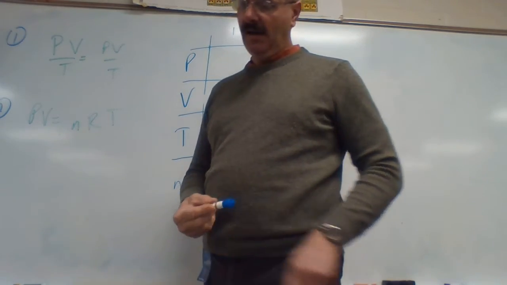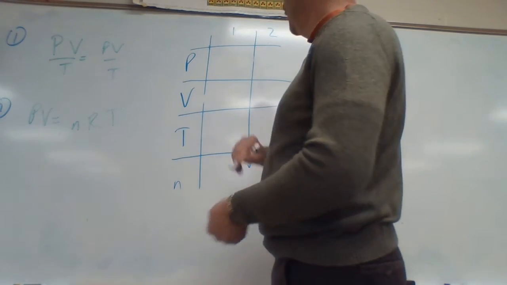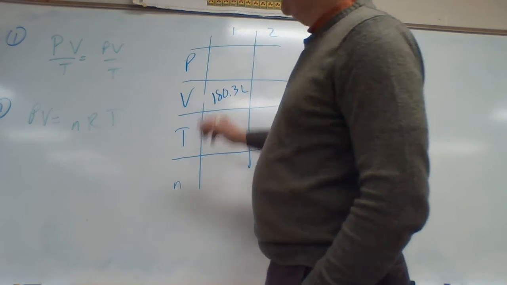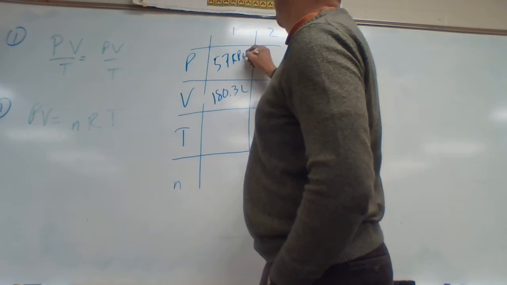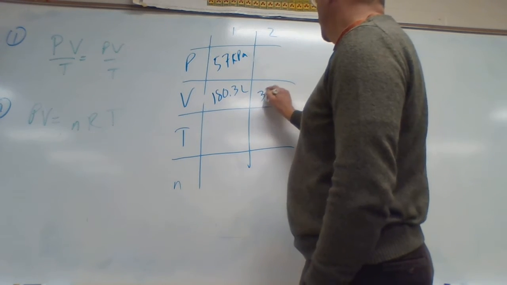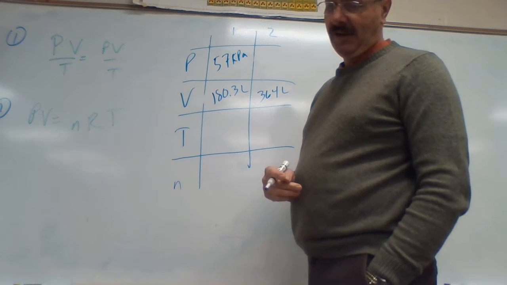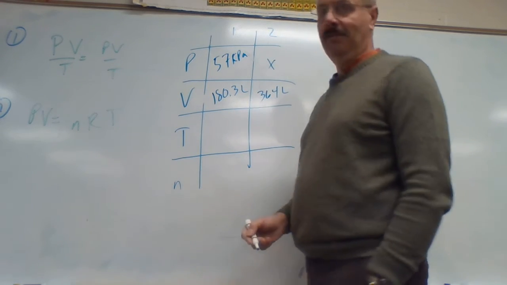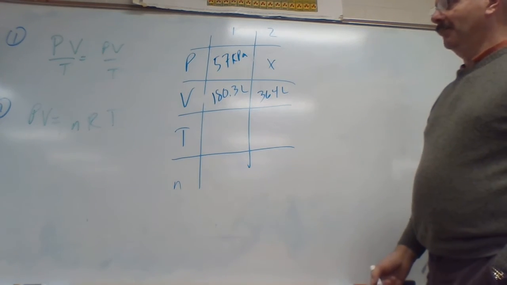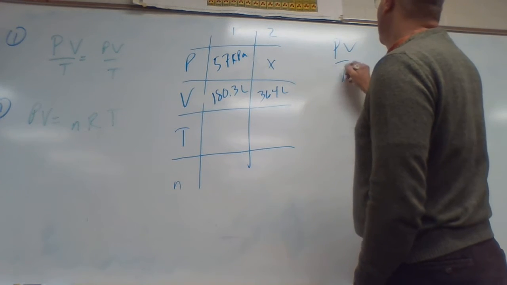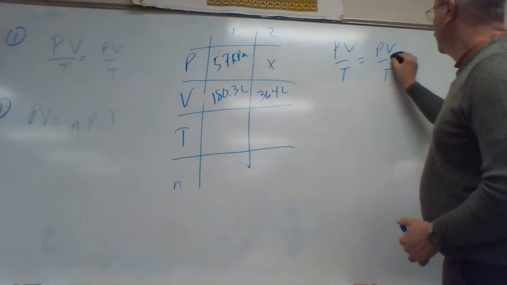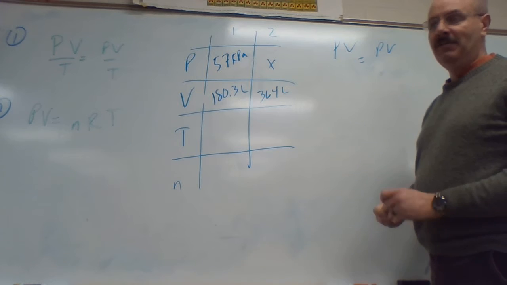The second one says a gas with a volume of 180.3 liters, that's the volume, and a pressure of 57 kilopascals is allowed to expand to a volume of 364 liters. What's the pressure in the container? So they want to know the new pressure. We're still doing pressure and volume, and temperature and moles stay the same. So we're using the first equation again, PV over T equals PV over T. Do I need T in this equation? No, I don't, so I can get rid of that. I'm using PV equals PV.